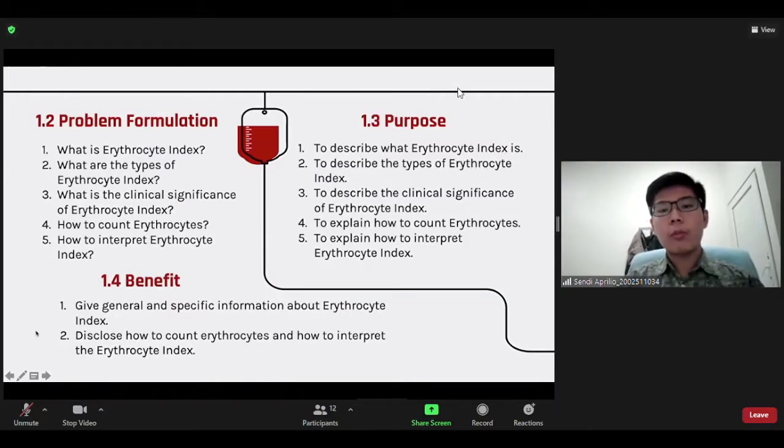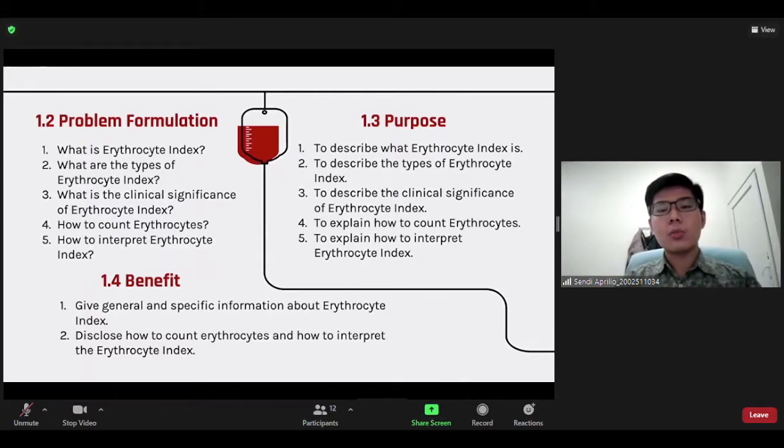Therefore, the problem formulation of this student project is, what is erythrocyte index? What are the types of erythrocyte index? What is the clinical significance of erythrocyte index? How to count erythrocytes? And how to interpret erythrocyte index? Meanwhile, the purpose is to describe what erythrocyte index is, to describe the types of erythrocyte index, to describe the clinical significance of erythrocyte index, to explain how to count erythrocytes, and to explain how to interpret erythrocyte index.